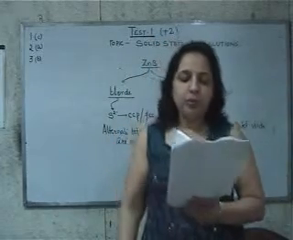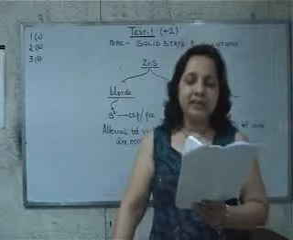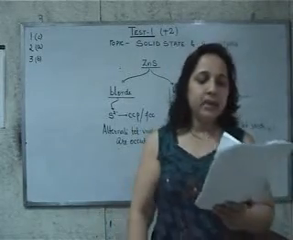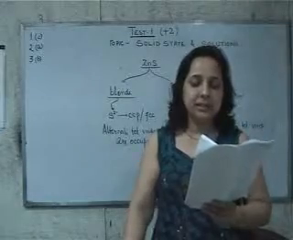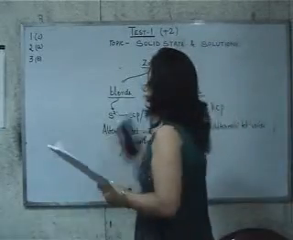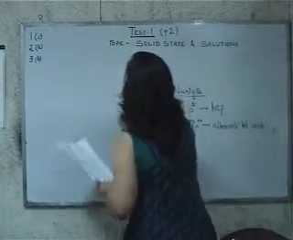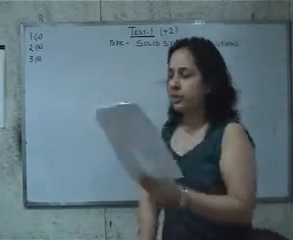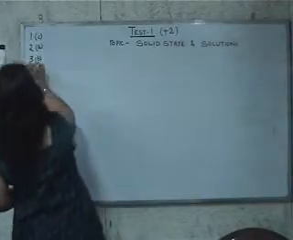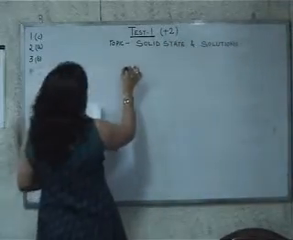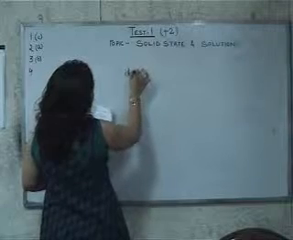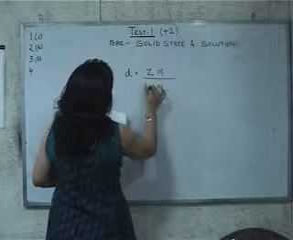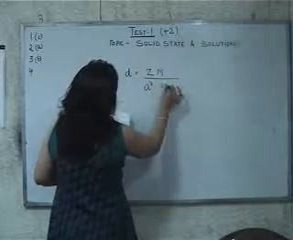Question number 4. Fourth question is iron crystallized in BCC arrangement. Lattice parameter is given. Calculate density of iron in this BCC system. This question is related to density. We want to calculate density of your iron. When we say density, formula of density is ZM upon a cubed times N A, Avogadro's number.